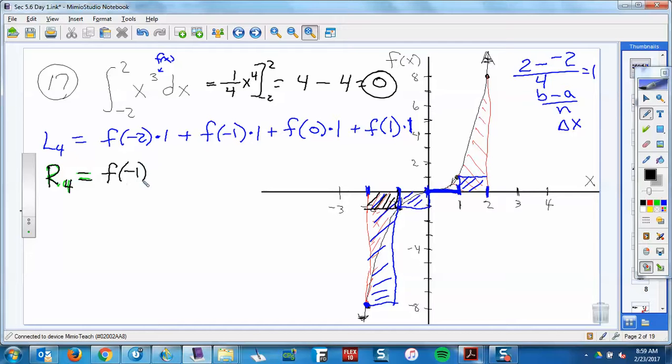F of -1 times width of 1. And then F of 0, because my next right rectangle is going to be here at 0. And then I'm going to go that way. Okay? And then my next one's going to be there.